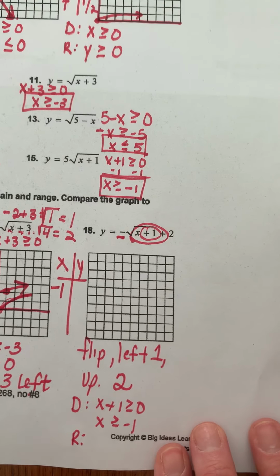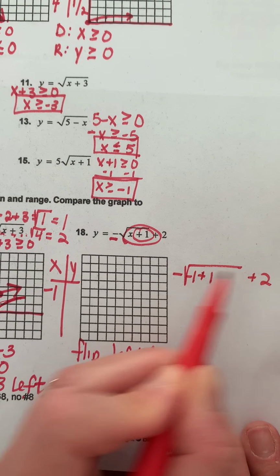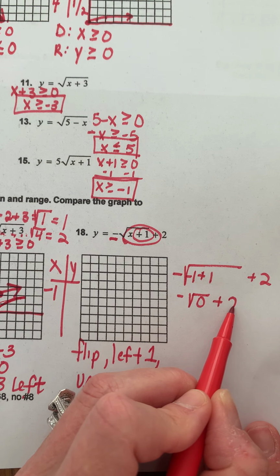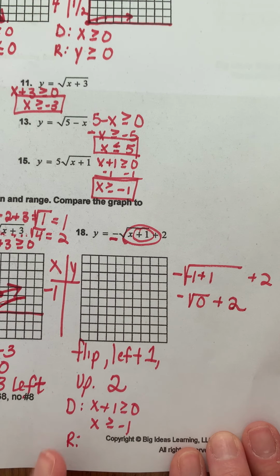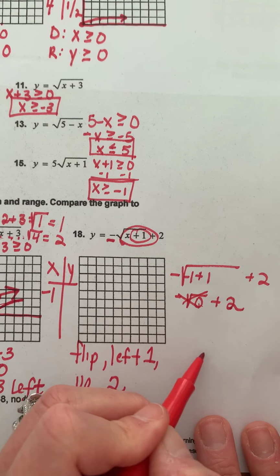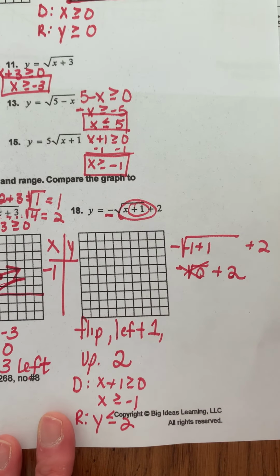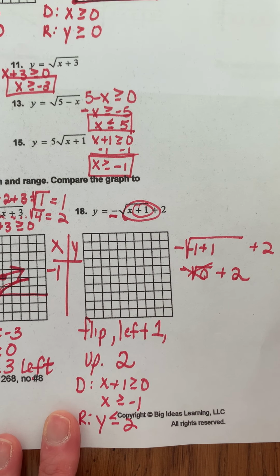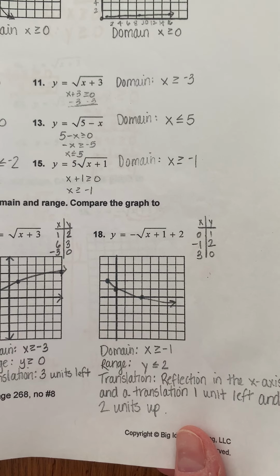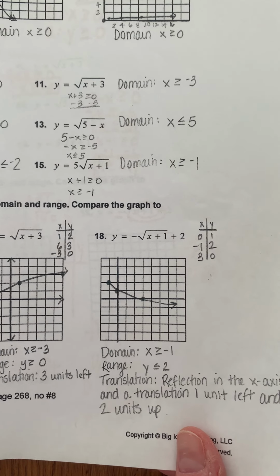So if you plug a negative 1 in, you get negative the square root of negative 1 plus 1, and then plus 2. So you get negative square root of 0 plus 2, right? And then negative square root of 0 is just 0 and you get 2. Because it's flipped, it's going to be going down, so y is less than or equal to 2. I'm not going to go through and graph that just for time's sake, but you can go through and graph, and I'll just show you what it would look like. It would look like that guy there. So it's flipped, again, it's moved left 1, and it's moved up 2.